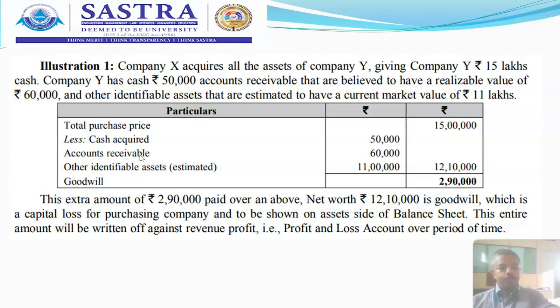That excess amount used to be treated as an asset in the balance sheet, since it is a form of capital loss for purchasing a company or for purchasing a business. Hence, it used to be shown on the asset side of the balance sheet. Since it is a capital loss, it used to be written off every year over a period of time against the revenue profit which we generate.